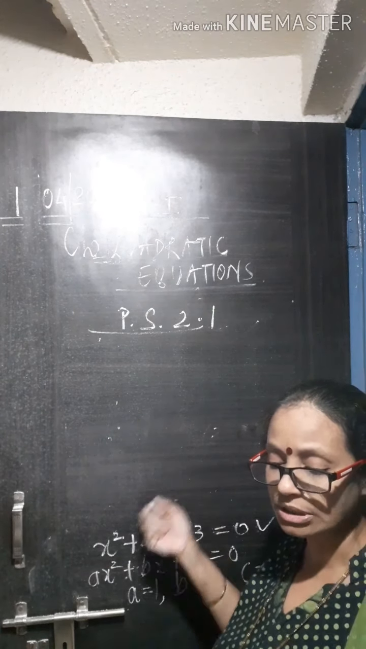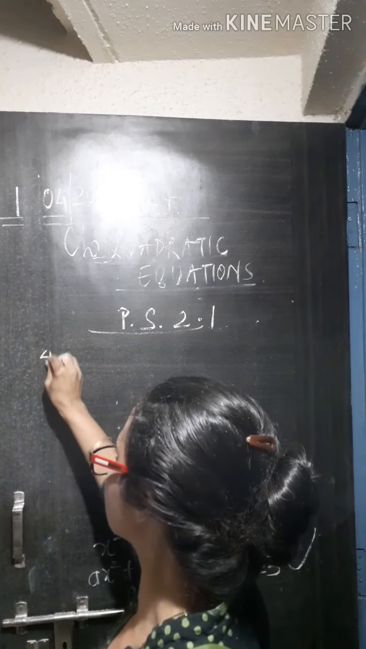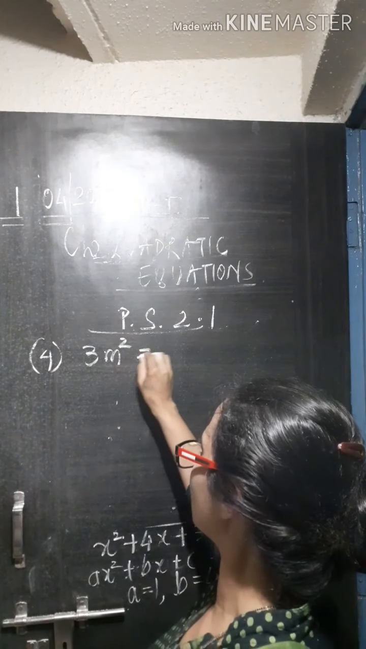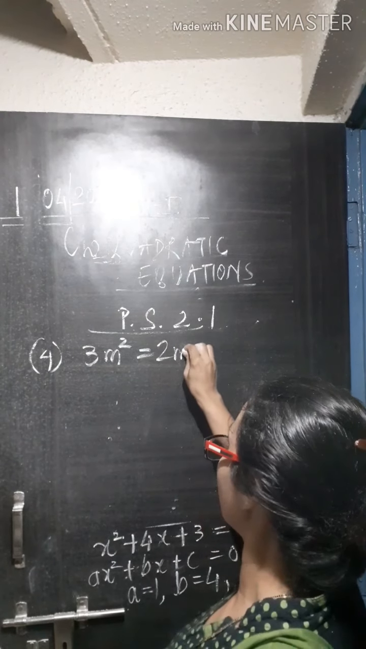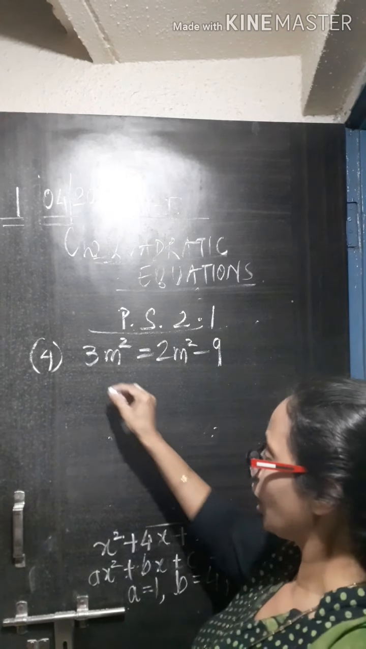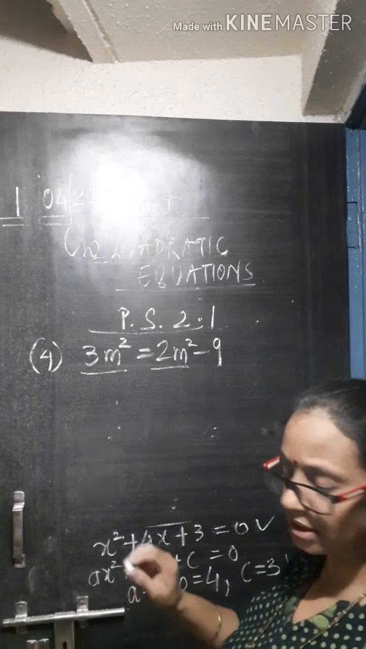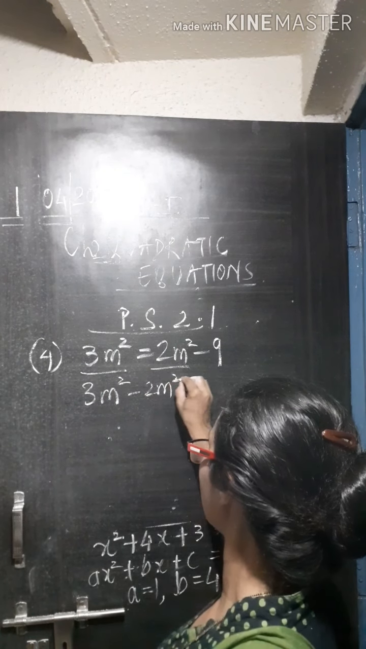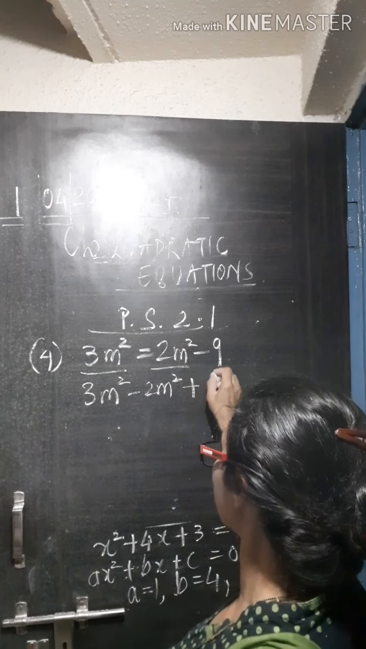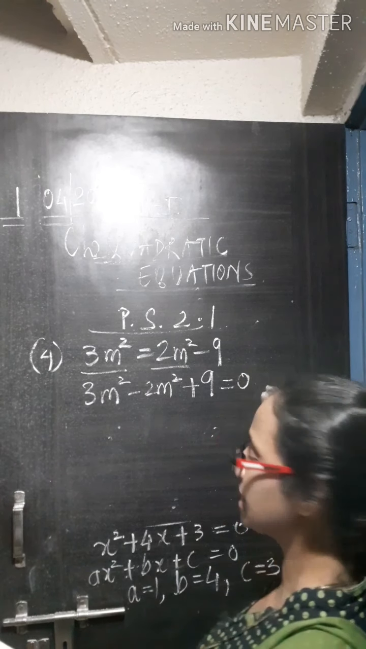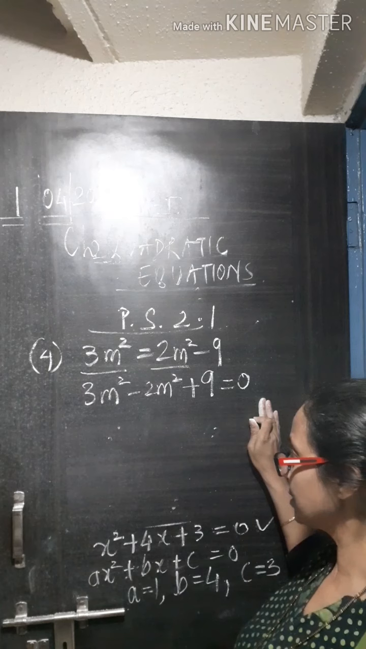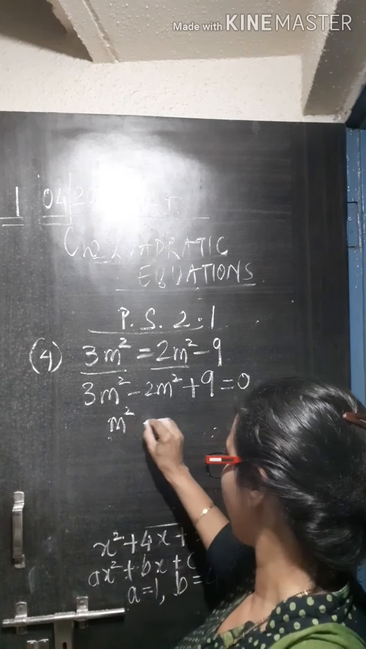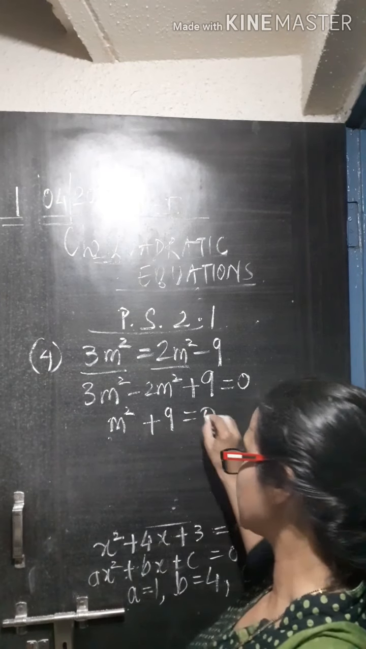So the fourth question, let us solve. The fourth question is 3m² = 2m² − 9. Now again we are going to bring the like terms together. What are the like terms? 3m² − 2m², and the −9 I am getting to this side, so it becomes +9, equal to 0, nothing on the right hand side. Now 3m² − 2m² will be just m², plus 9 is equal to 0.